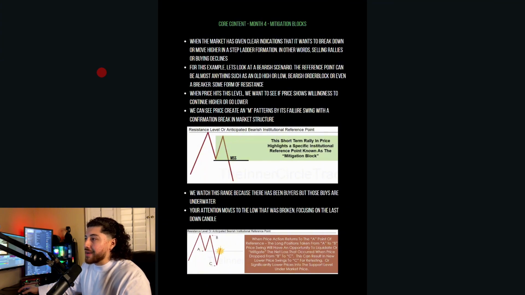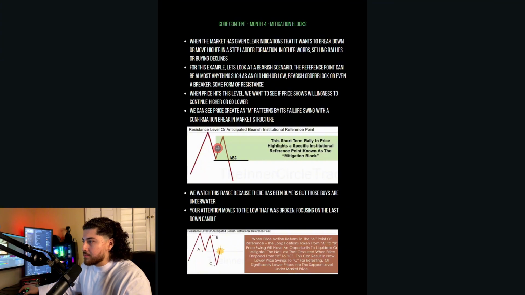When price hits this level, we want to see if price shows willingness to continue higher or go lower. We can see price create an M pattern by its failure swing with a confirmation break in market structure. So as we can see here, this is the resistance level or some type of POI. If we see price taps into it, makes a higher low, fails to make a new swing higher high, and then price continues to fall lower, this is considered a market structure shift. This short-term rally in price highlights a specific institutional reference point known as the mitigation block.